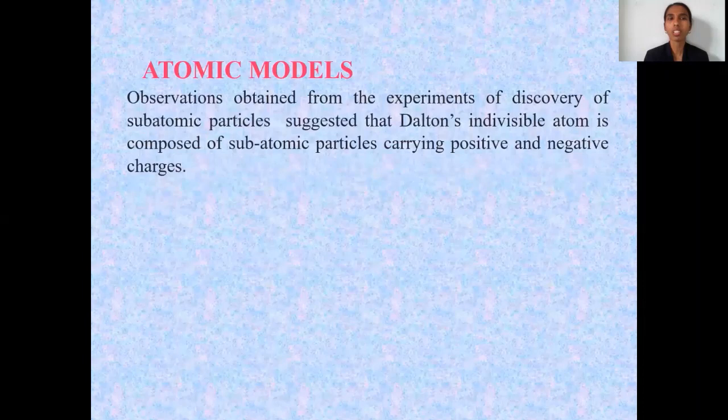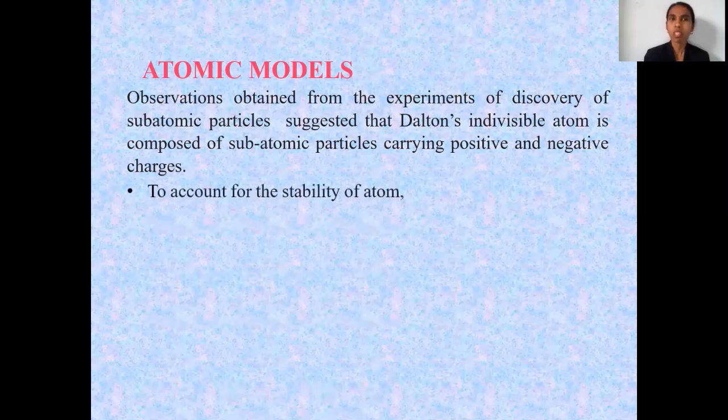Now, in this lecture, we are going to study the different atomic models. Observations obtained from the experiments on the discovery of subatomic particles suggested that Dalton's individual atom is composed of subatomic particles carrying positive and negative charges. Means what? In Dalton's theory, Dalton said that the atom is an individual particle, means the atom is an individual. त्याला आपण divide करू शकत नाही.